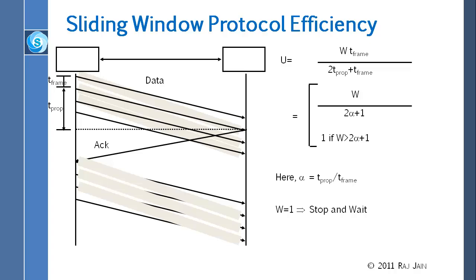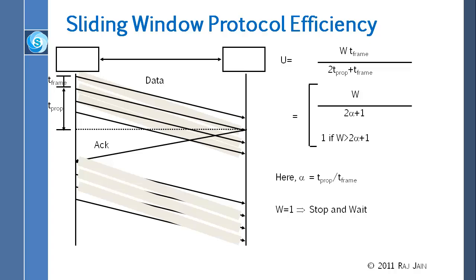Then sliding window. In the sliding window, now I have shown the frames back to back. So 3 frames, and then the bottom edge of the first frame causes an acknowledgement, and therefore the total time is 2 prop plus frame plus W times the frame. So if you divide by T frame, you get W upon 2 alpha plus 1. Obviously, it cannot be more than 1, so if W is greater than 2 alpha plus 1, all you get is 1.